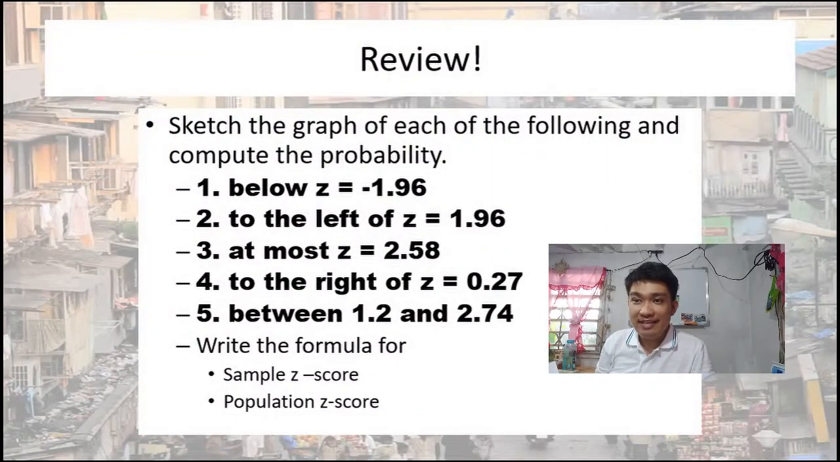Let's review. Sketch the graph of each of the following and compute the probability. Number 1. Below z is equal to negative 1.96. Number 2. To the left of z is equal to 1.96. Number 3. At most z is equal to 2.58. Number 4. To the right of z is equal to 0.27. Number 5. Between 1.2 and 2.74. Then write the formula for sample z-score and population z-score.